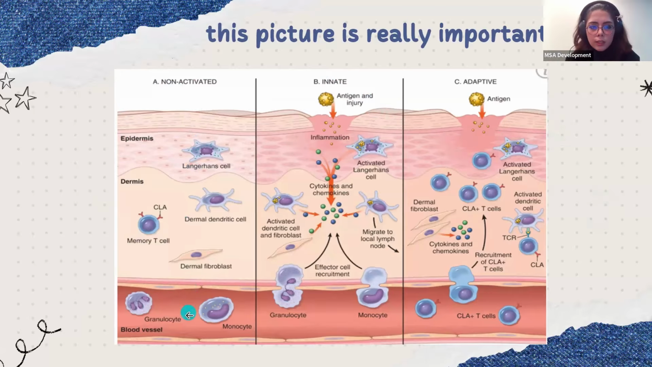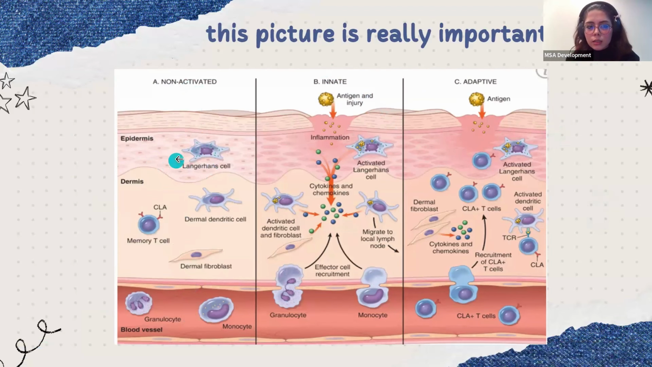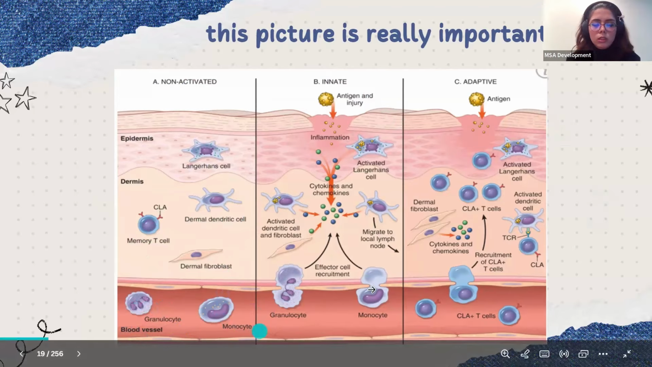Now you have the non-activated, which is your normal skin. You have your Langerhans cell in the epidermis. You have your memory T cell, CLA, which is cutaneous lymphocytic antigen, dermal dendritic cell, and dermal fibroblast, granulocyte, monocyte.